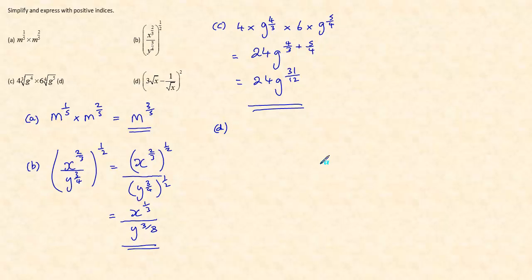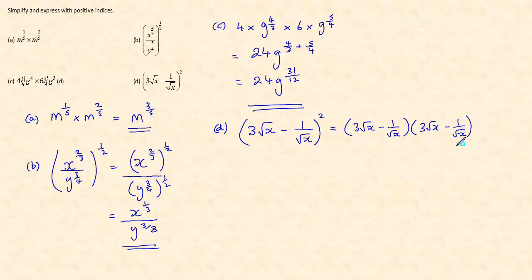Now in part D we have 3 root x take away 1 over root x, squared. Now there's no law that applies with a negative in the middle, so I think we're just going to have to expand these brackets out. So 3 root x take away 1 over root x, 3 root x take away 1 over root x.